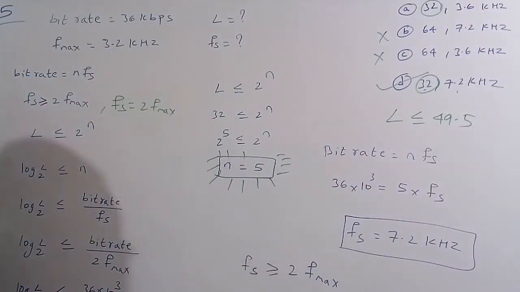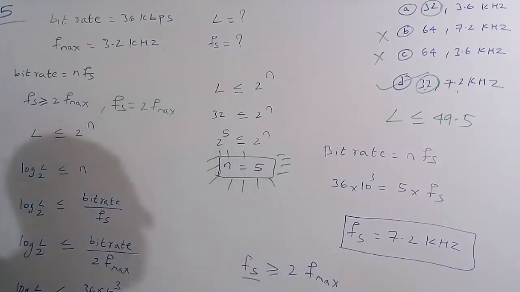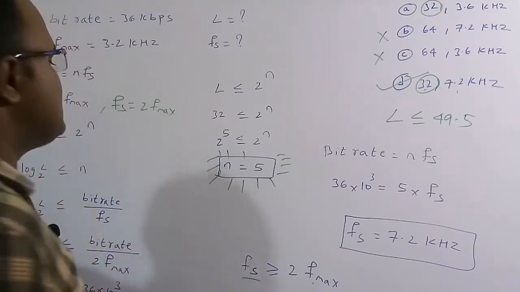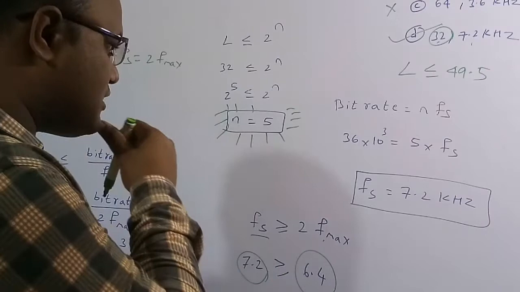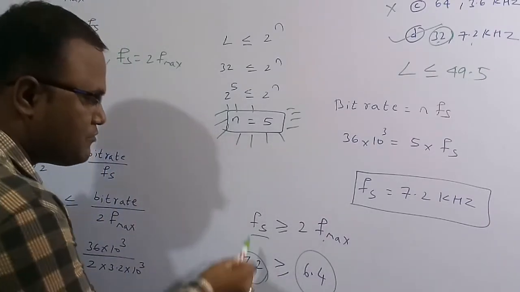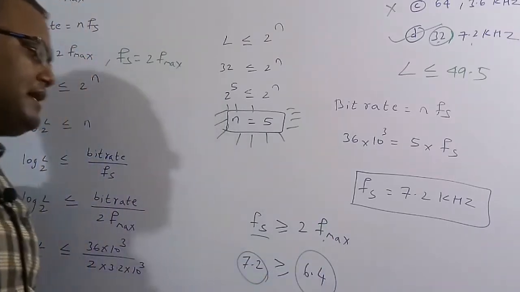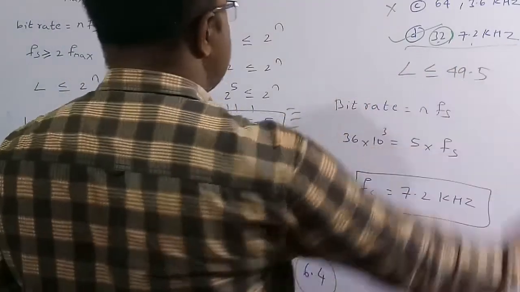Let me also check whether the sampling frequency is greater than or equal to twice the maximum message signal frequency. fs is equal to 7.2 and f max is 3.2, so 2 into 3.2 is nothing but 6.4. We can conclude that the sampling frequency we have taken is greater than or equal to twice the message signal maximum frequency. Therefore option D is the correct solution of this question.